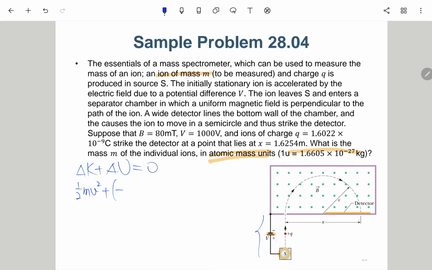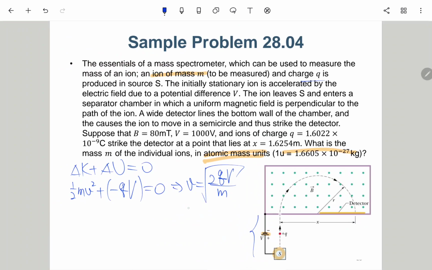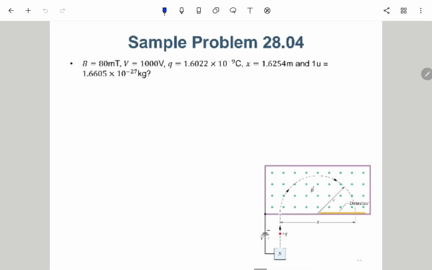So we have a negative QV, okay, negative QV. We don't know what charge it is. Actually we only know that it is a positive charge. Okay, so in such a way we know that v equals the square root of 2QV over m. Okay, so first of all we know this one. Maybe I just put it here: v equals square root of 2QV over m.